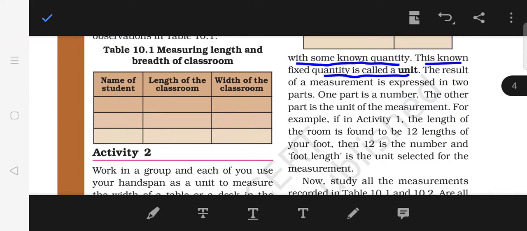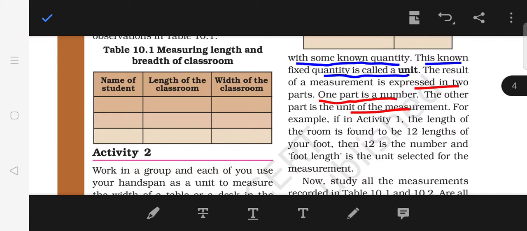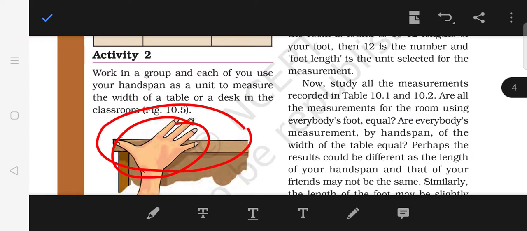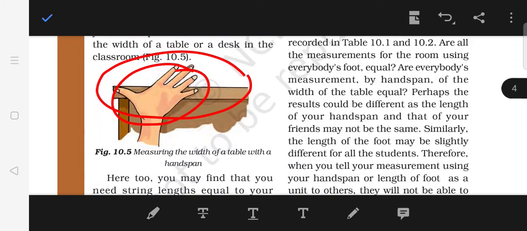In a similar manner, the result of measurement is expressed in two parts. One part is the number and the other part is the unit of measurement, meaning the one by which you have measured. As in activity 1, the length of the room is found to be 12 lengths of your foot. Then 12 is the number and foot length is the unit selected for measurement. So we can see all the measurements recorded in 10.1 and 10.2.